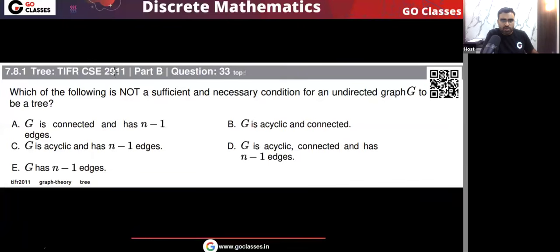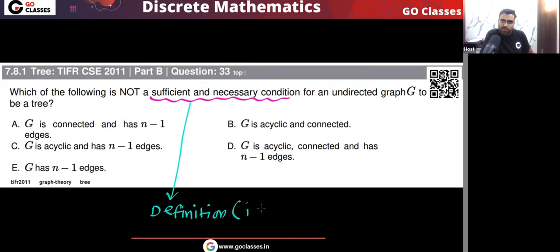Let's solve this TIFR 2011 question. Which of the following is not a sufficient and necessary condition for an undirected graph to be a tree? See, the question is asking sufficient and necessary condition. Sufficient and necessary automatically means definition. The question is asking for the definition of tree. See, sufficient and necessary means an if and only if statement. So basically the question is asking which of the following is not a definition of tree. I hope you understood.